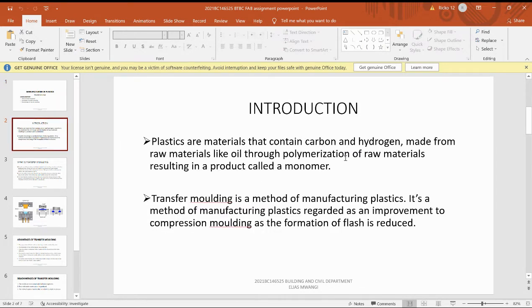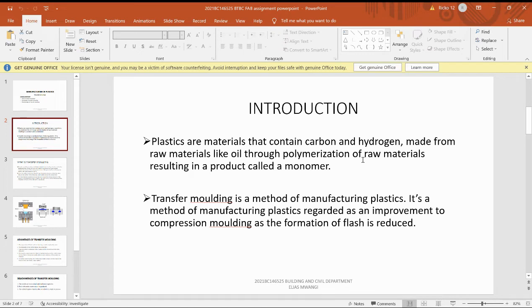So what are plastics? Plastics are materials that contain carbon and hydrogen, made from raw materials like oil and fossil fuels through a process of polymerization, resulting in a product called a monomer. The monomer is a base material for making all plastic, to make plastic materials for construction.